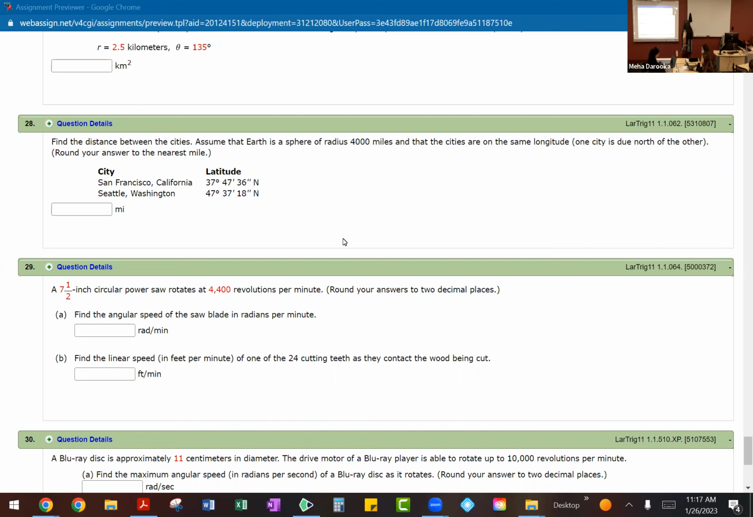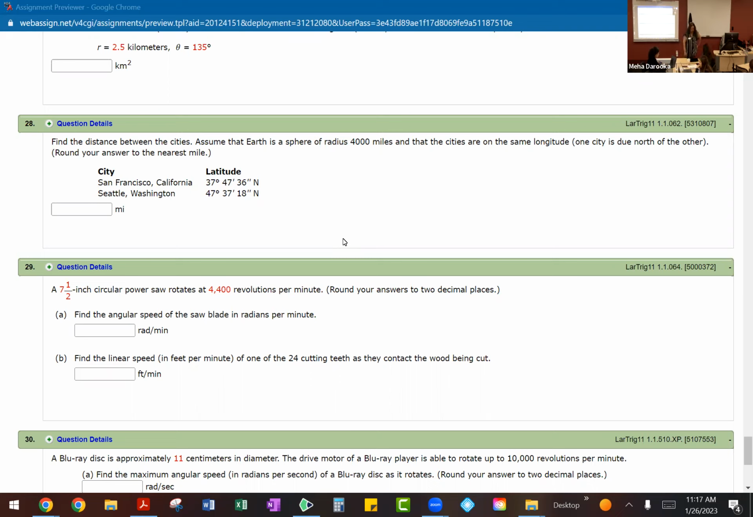Alrighty, guys. So the one we are looking at is number 28. It's talking about finding the distance between two cities, and your latitude, of course, is given to us in degree, minute, second measurement. They're telling us to find the distance between the cities. Assume that Earth is a sphere of radius 4,000 miles and that the cities are on the same longitude, which means one city is going to be due north of the other. Round your answer to the nearest mile.